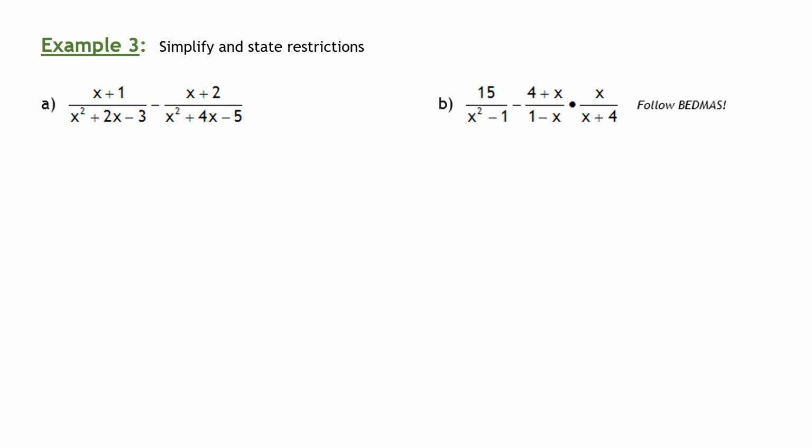Example 3, simplify and state restrictions. Okay, step 1, do you remember? Because it's not on our sheet anymore. You're going to have to flip back to look for it. Step 1 is to factor. Factor, what can we factor?